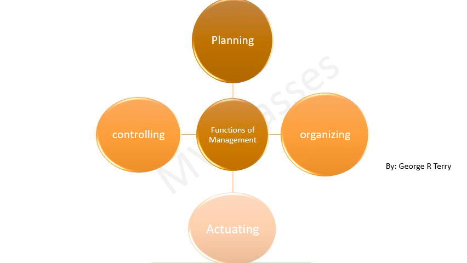So the third one is actuating. Actuating means moving the subordinates to action. It may be described as directing also. The manager has to direct others, that is, issue orders or instructions to the supervisor. The manager gives instructions to the supervisor, that is actuating. The last one is controlling.